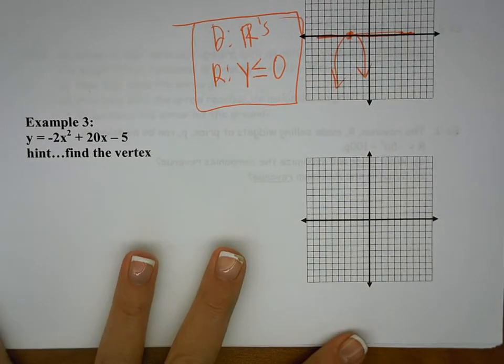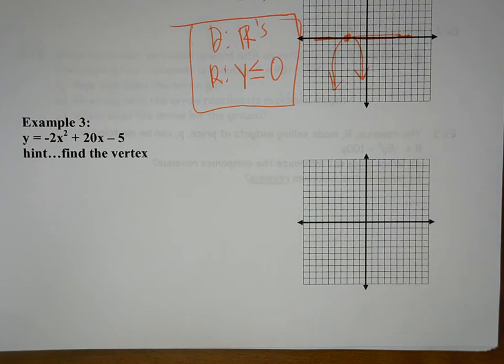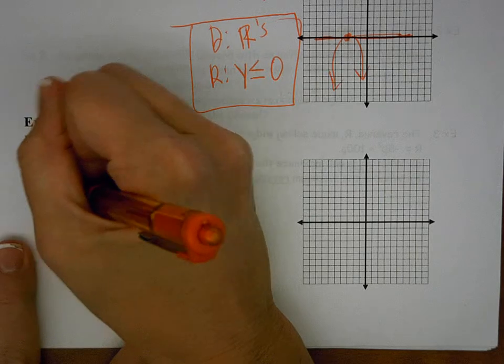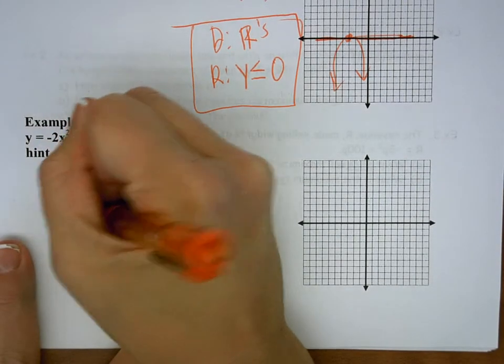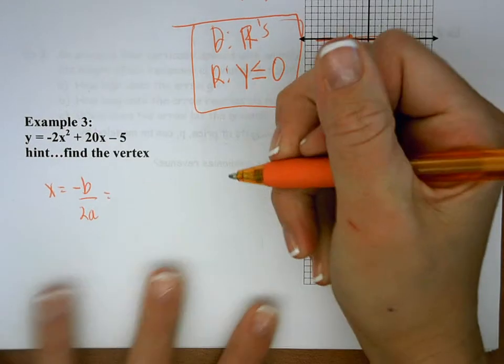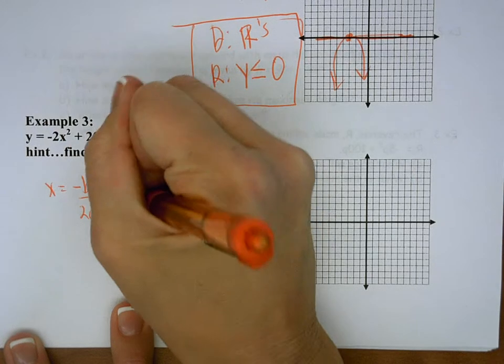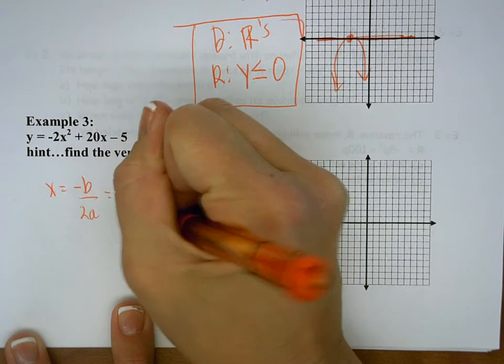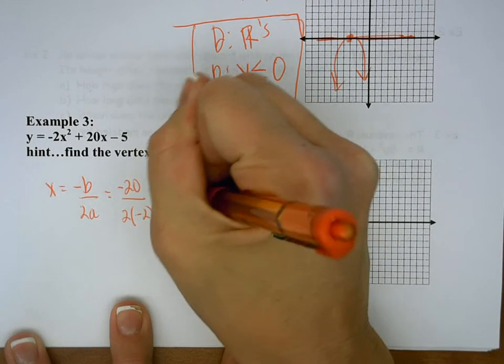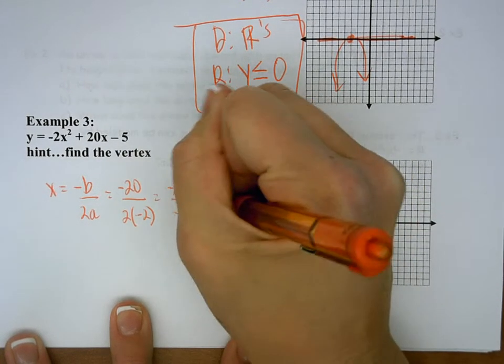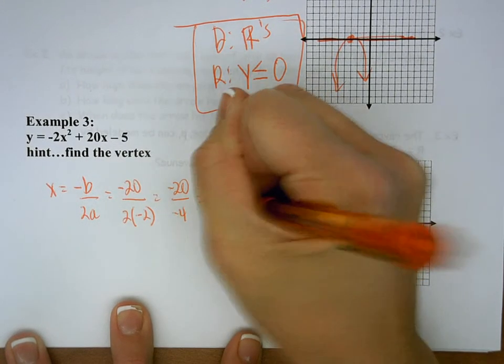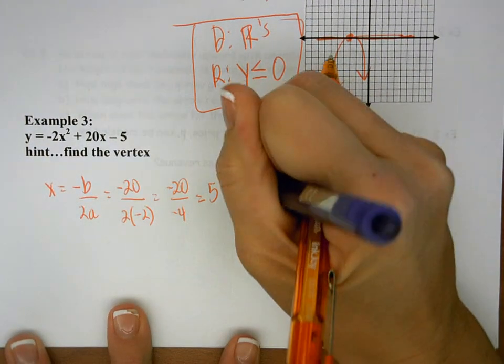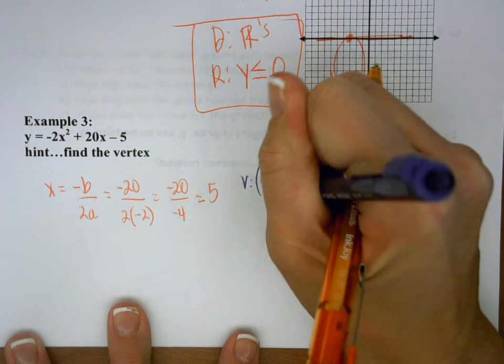This one is not written in vertex form. Do you guys remember how to find the vertex? What's our equation for finding the x value of the vertex? Negative b over 2a. What is my negative b value? Negative 20. Negative 20 over 2 times negative 2, which is negative 20 over negative 4, which makes positive 5. So my vertex is at 5, comma, and then how do I find my y value?